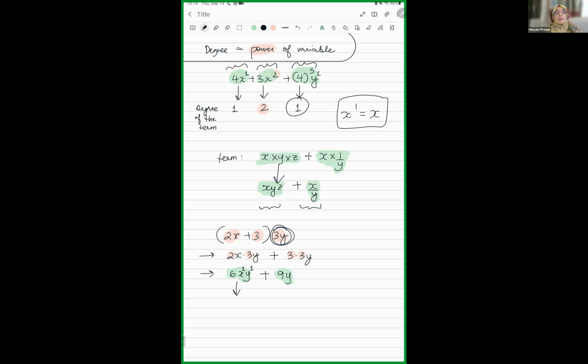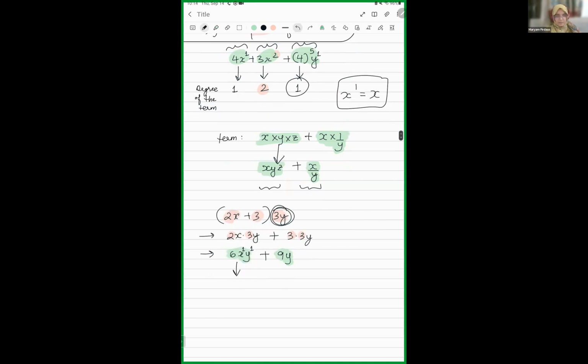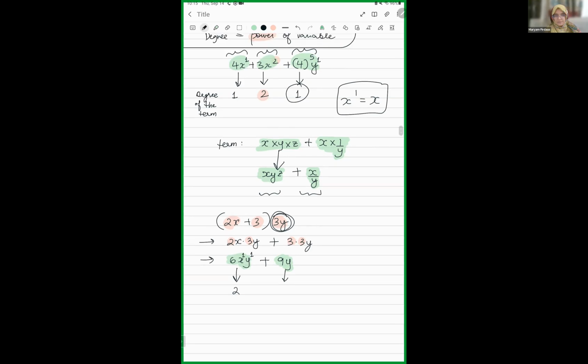Just like we saw in the chapter on number systems, when you have x to the power m into x to the power n, you add m plus n, right? So similarly, we will just add their powers. Individually they are x and y, but the degree of this term is 2, because 1 plus 1. And the degree of this term is what?